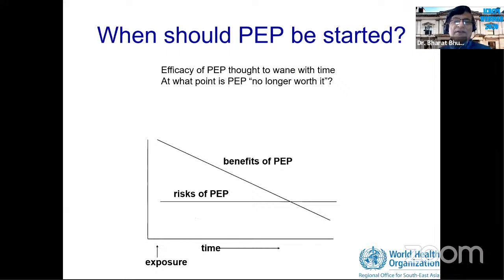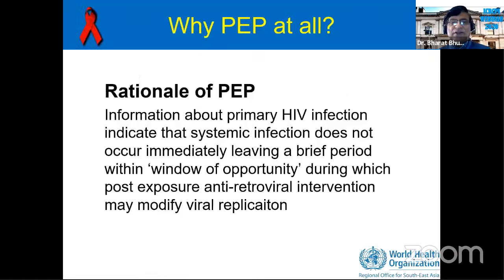When I say 2 hours, the benefits of PEP go on decreasing as time passes. So maximum benefit is at 2 hours, but after 72 hours, it has been seen that the virus gets established itself, and PEP may not be really useful after 72 hours of needle stick injury. How does PEP work? The rationale for providing post-exposure prophylaxis is that systemic infection leaves a brief window of opportunity during which these medications, which are antiretroviral medications, can modify the viral replication.